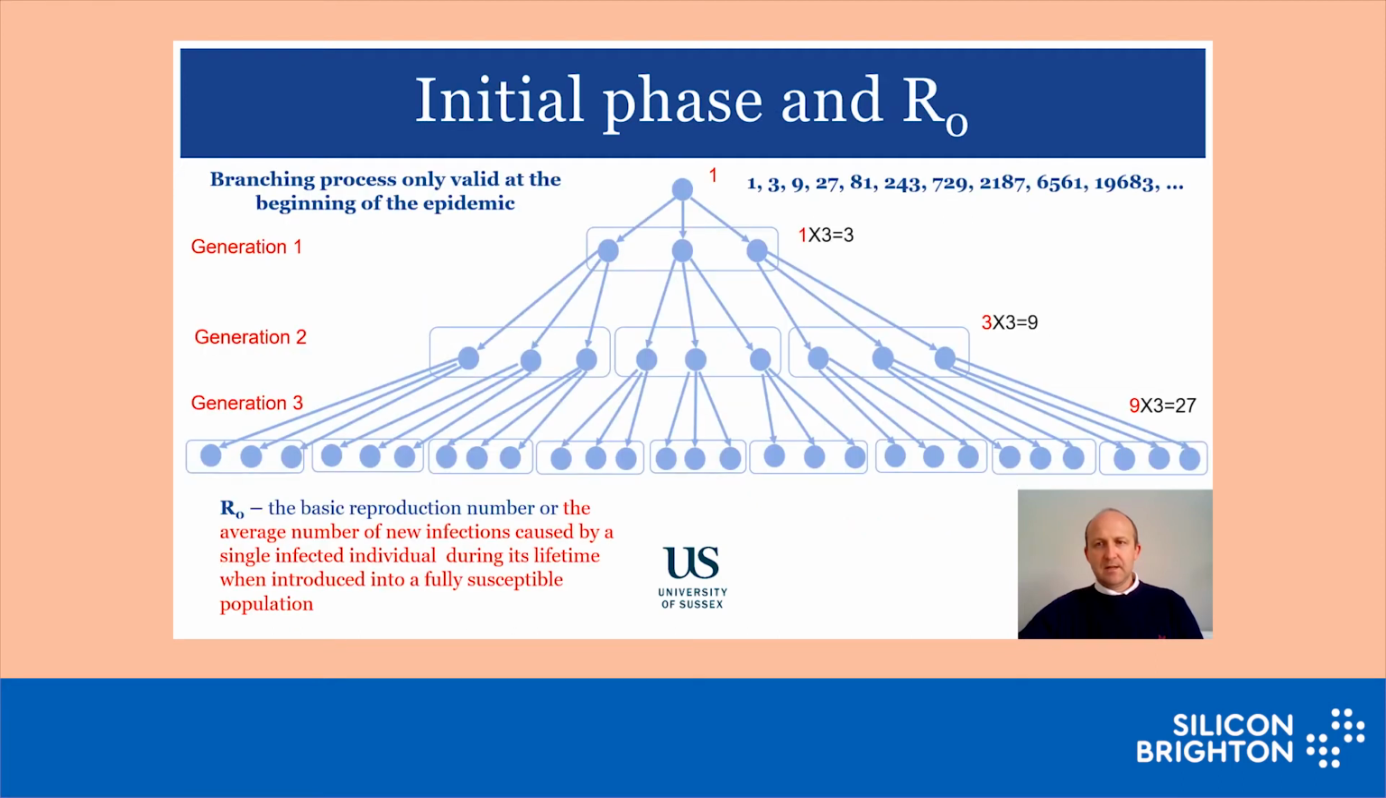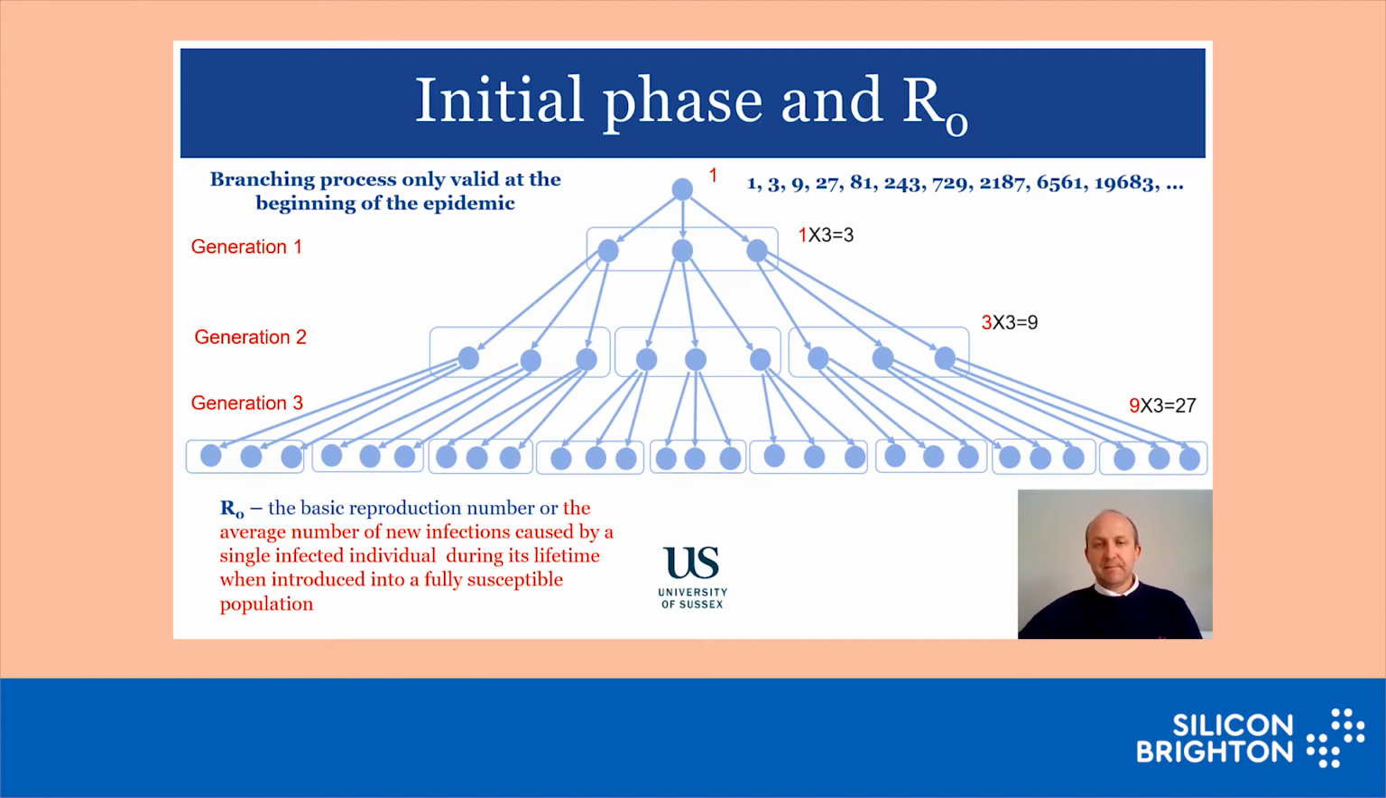Okay, so let me talk a little bit about the branching process in more detail. This is a first modeling attempt, and this is only going to be valid at the beginning of the epidemic. This model has only one ingredient, only one parameter, and this is R0, the basic reproduction number, which in layman's terms is the average number of new infections caused by a single infected individual during its lifetime when introduced into a fully susceptible population. So if I become infected and I'm going to be infectious for 5 days, how many new infections am I going to generate before I become susceptible again or removed?